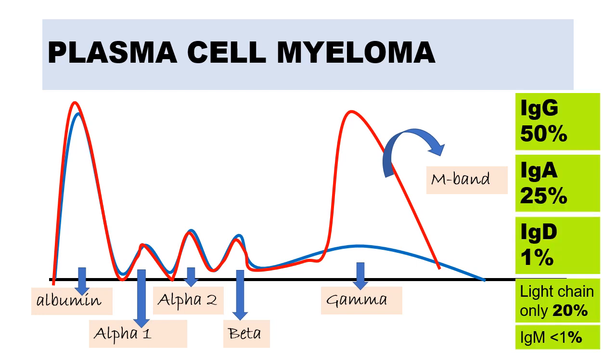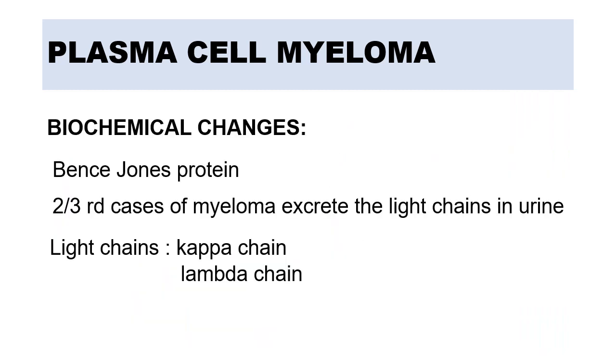This is commonly the IgG molecules. The next common one is the IgA molecule seen in 25% of the patients. IgD is seen in 1%, but 20% of cases can present with light chain only myelomas. IgM is rare and is seen in less than 1% of individuals with plasma cell myeloma. Two-thirds of the myeloma patients excrete light chains in the urine, which are referred to as the Bence-Jones proteins. This could either be the kappa chain or the lambda light chain.